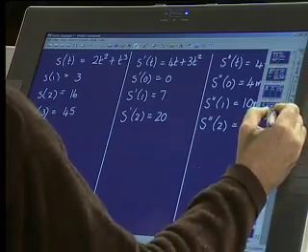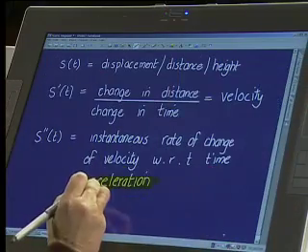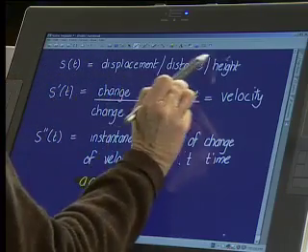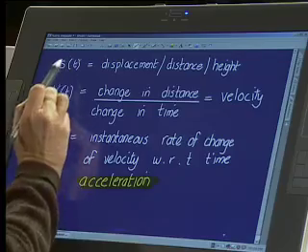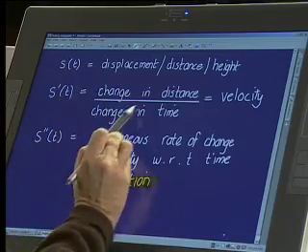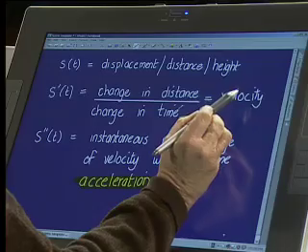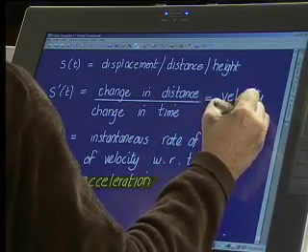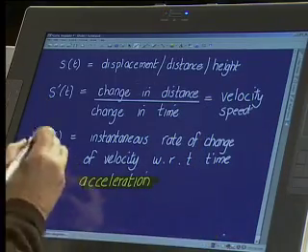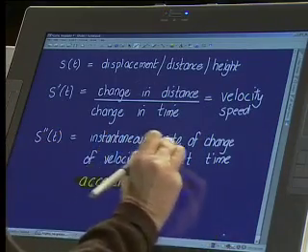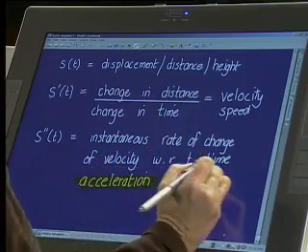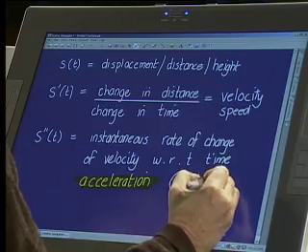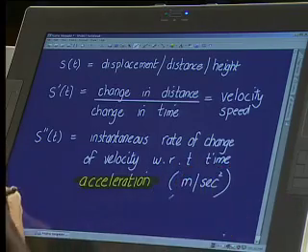So hopefully that's put some clarity on what acceleration is. Remember, a function s of t is displacement, distance, or height. If we take our first derivative, that's a rate of change of distance with respect to time. That gives us our velocity, and of course velocity is just another word that we use for speed. And our second derivative is the rate of change of velocity with respect to time, and that's acceleration, and our unit is meters per second squared.